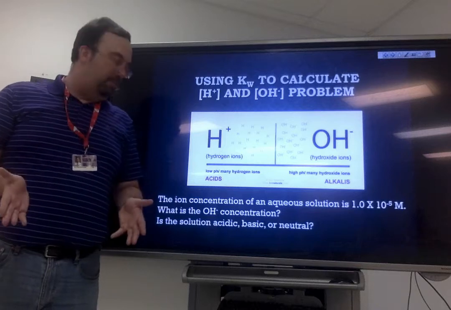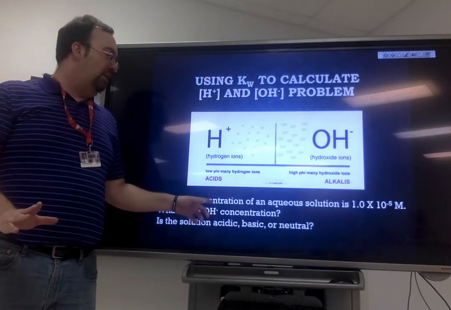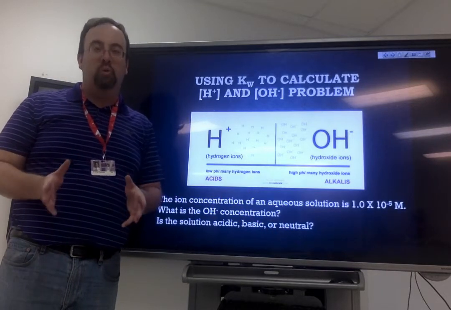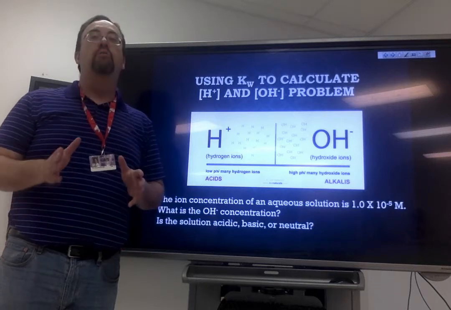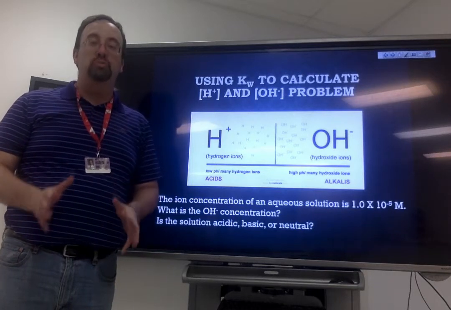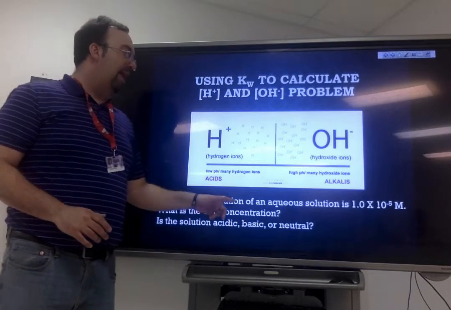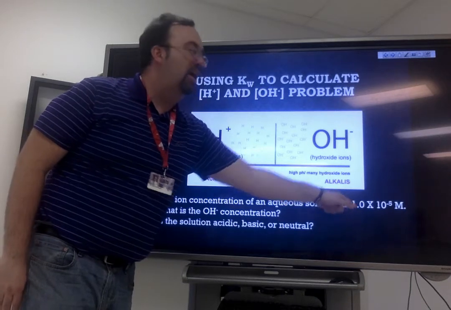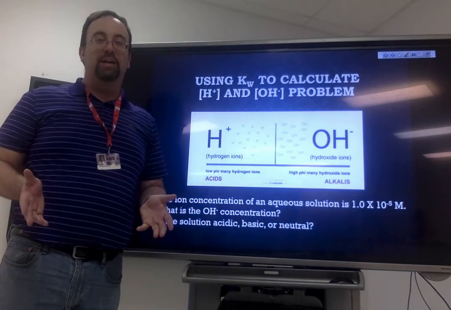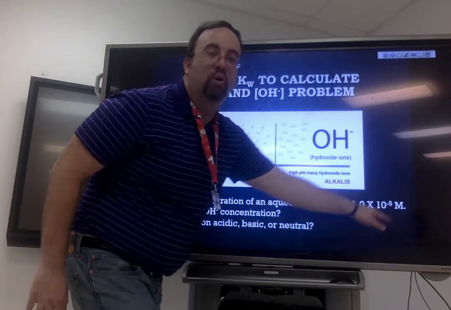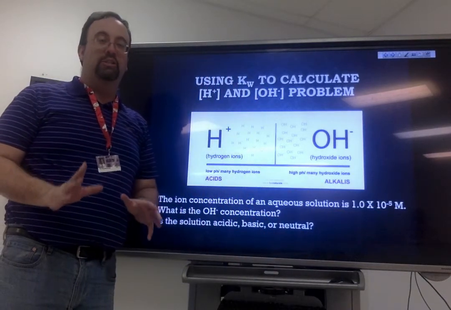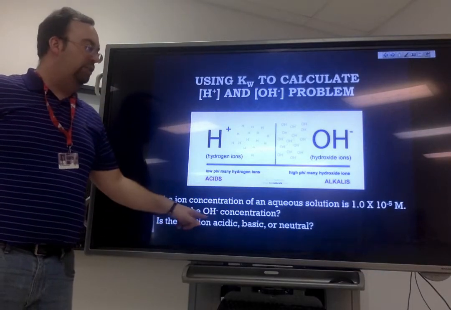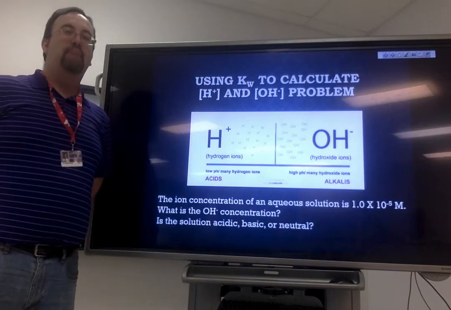All right, here's a problem. We're told that the ion concentration of an aqueous solution, so again, whenever you hear the word aqueous, you should of course think of water. And so for all these problems, the solvent is going to be water. We're told that the H+ ion concentration is 1.0 times 10 to the minus 5 molar. So again, we're using molarity, and we will always be using molarity in this chapter. There are two questions. The first, what is the hydroxide concentration? And then, is the solution acidic, basic, or neutral?